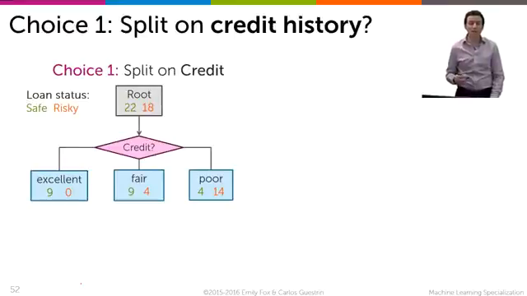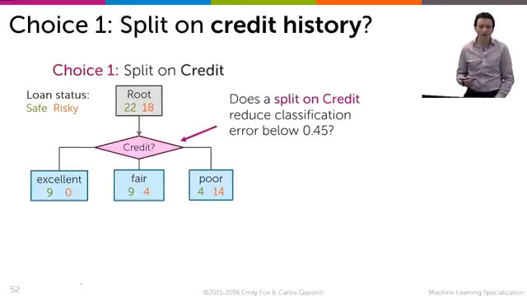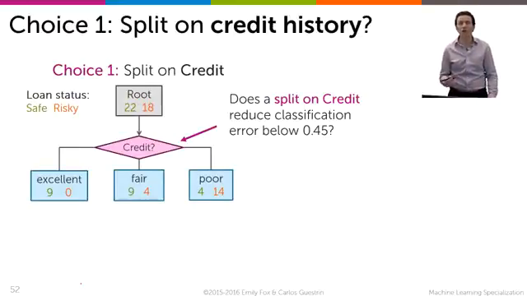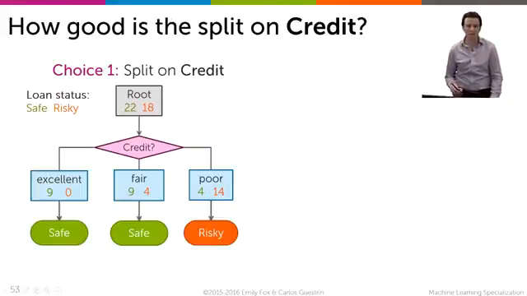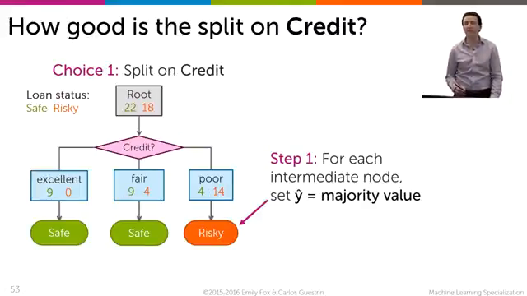So the question here is, how good is the decision stump that splits on credit? And how does it compare to not splitting on anything, which had a classification error of 0.45? Is this one better? So let's look at the decision stump. For data points that have excellent credit, we're going to predict that they're safe. For those that have fair credit, we're going to predict that they're safe. And for those that have poor credit, we're going to predict them to be risky. And so this is our prediction. And this is, again, the majority value of the data in each one of these nodes.